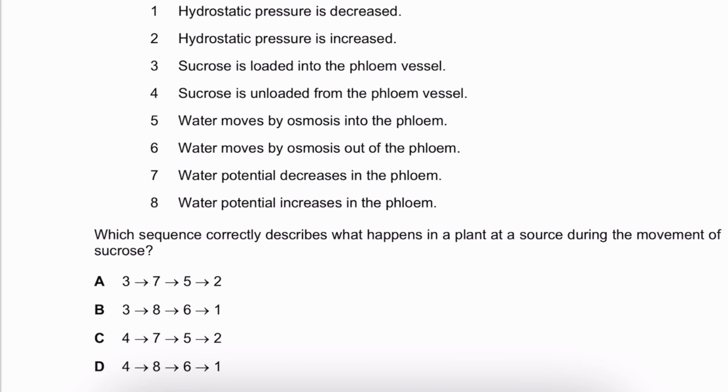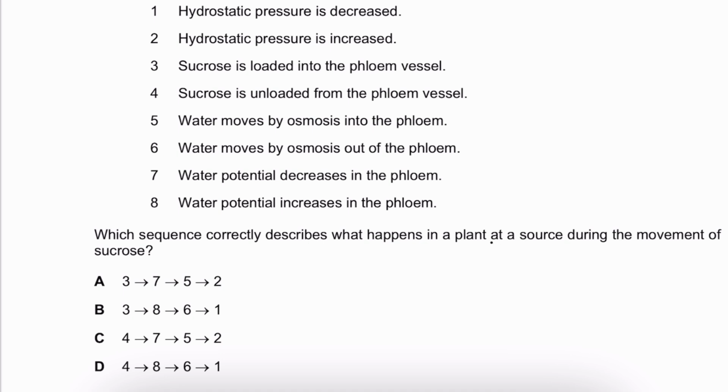The statements describe which events occur during the movement of sucrose. Let's see. Which sequence correctly describes what happens in the plant at source during the movement of sucrose? Okay, so at a source, what happens first is sucrose. Let's see the first option. Hydrostatic pressure is decreased, hydrostatic pressure is increased. Sucrose is loaded into the phloem vessel. Sucrose is unloaded from the phloem vessel, and then water moves by osmosis.